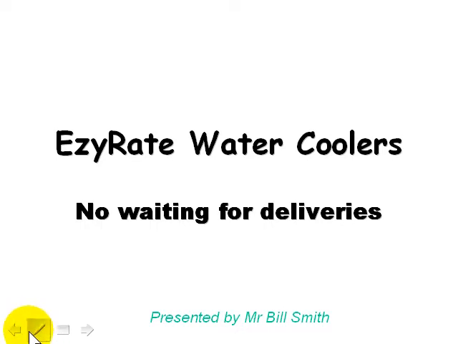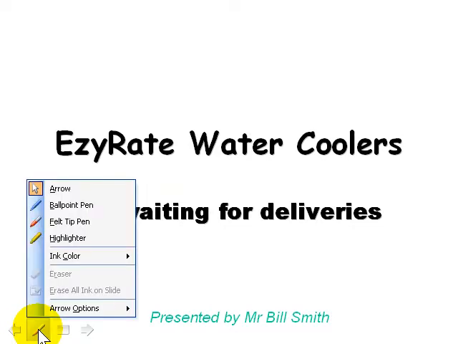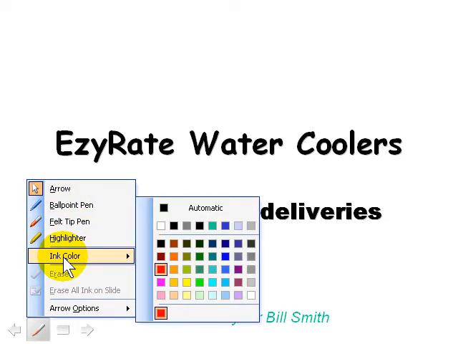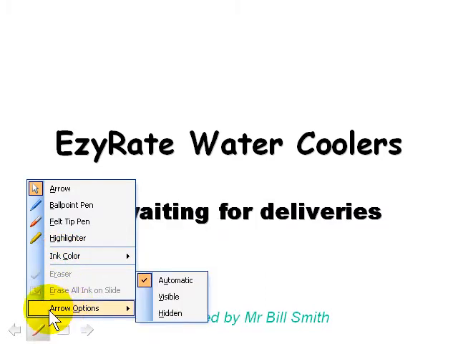I'm going to spend a bit of time now showing you about this button. If I click it, we have a list of options that appear. The one that's currently selected is the arrow. We also have ballpoint pen, felt tip, and highlighter. And with each of these, we can change the ink color. We also have an opportunity to modify our arrow. Make it visible or not visible, hidden, etc.